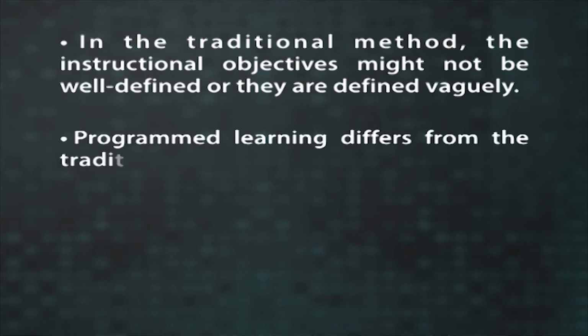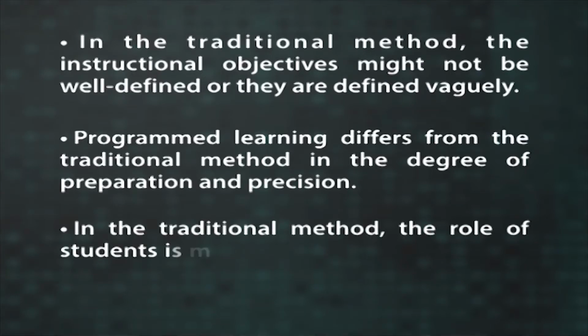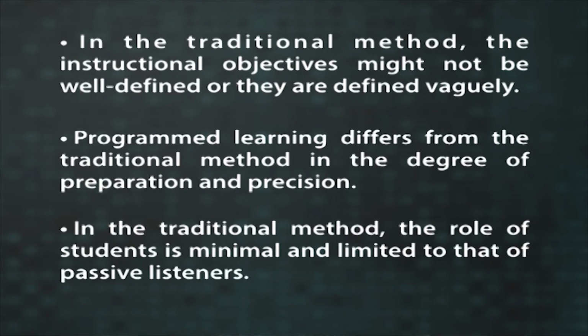Programmed learning differs from the traditional method in the degree of preparation and precision, while the traditional method involves lesser degrees of preparation on the part of the instructor. Programmers prepare learning materials with precision and care. In the traditional method, the role of students is minimal and limited to that of passive listeners. They remain passive during the instructional process, while instructors do the summarizing and reviewing themselves. In programmed learning, students play an active role as the frames are designed in such a way that students naturally participate in the process by making constant responses.